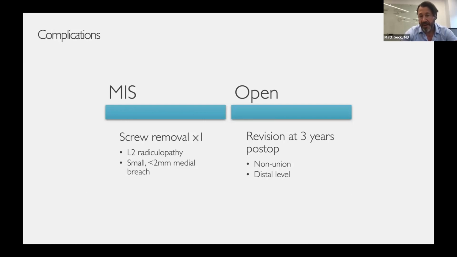And then the open group happened to have a non-union, a revision at 3 years post-op for non-union, which is usually when those non-unions show up. They don't usually show up before 2 years.